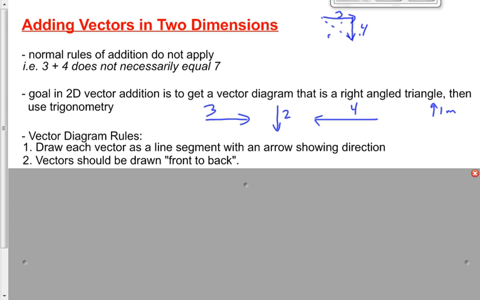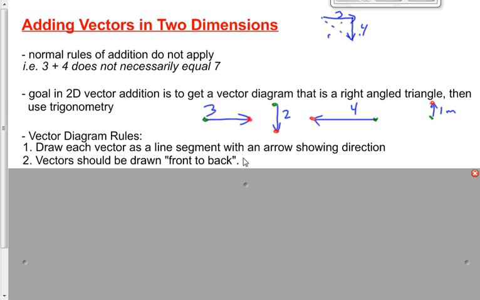Now, when we go to draw the diagram adding these together, we have to draw them what we call front to back, or sometimes we call it head to tail. This is the front of a vector. This is another front, or the head of a vector. This is the back of a vector, or the tails of vectors. We have to draw a vector diagram so that one vector is drawn such that its front will join up with the back of the next one, or its head will match up with the tail of the next one.